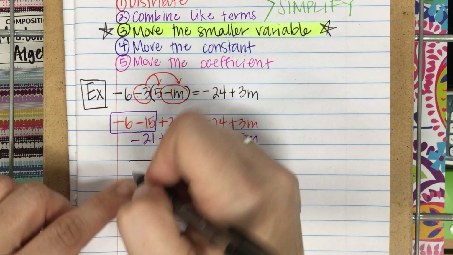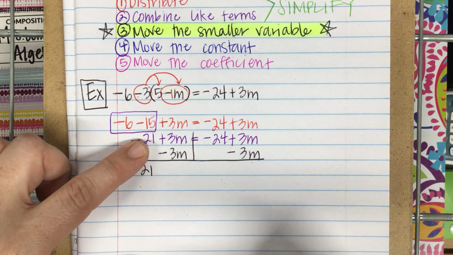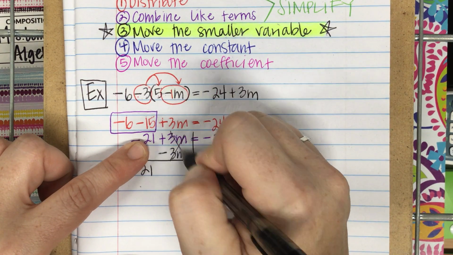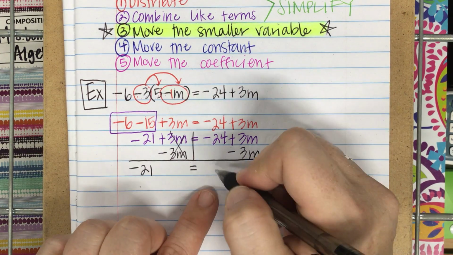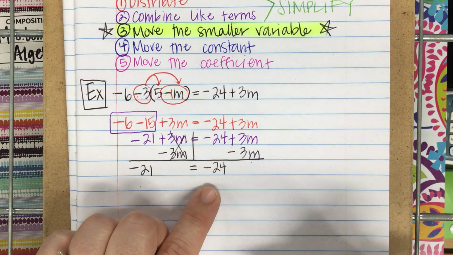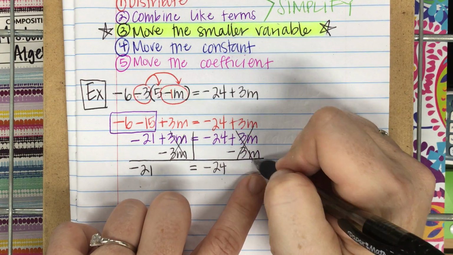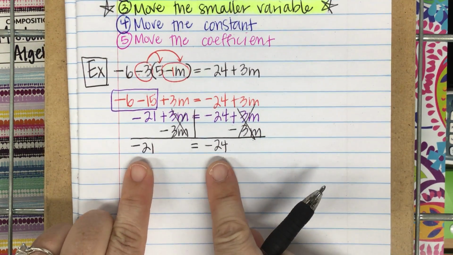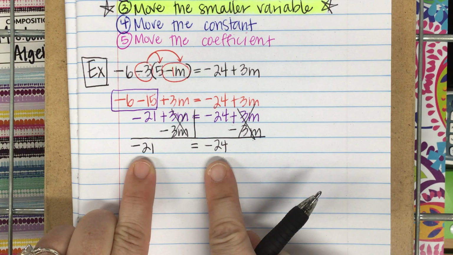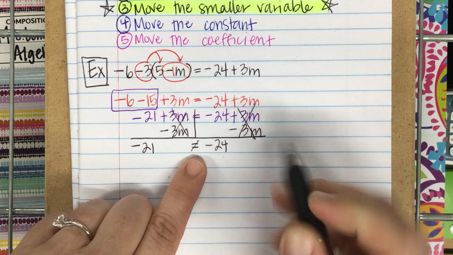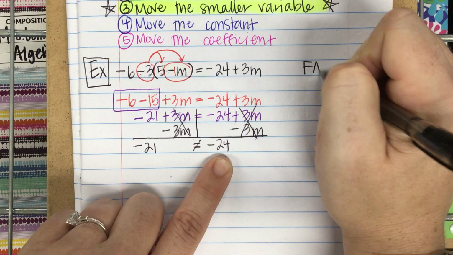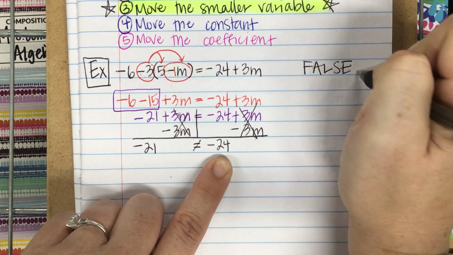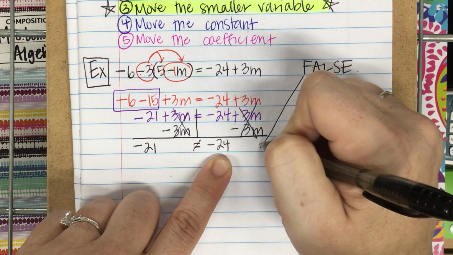I'm left with -21. These cancel out. Equals -24. And these cancel out. Is this a true or a false statement? False. This is a false statement. -21 does not equal -24. This is a false statement. That is not true.